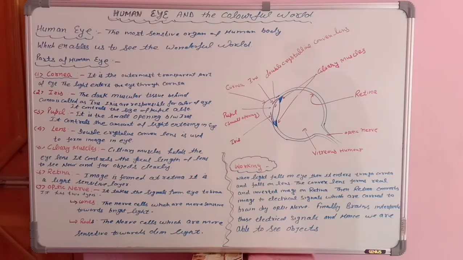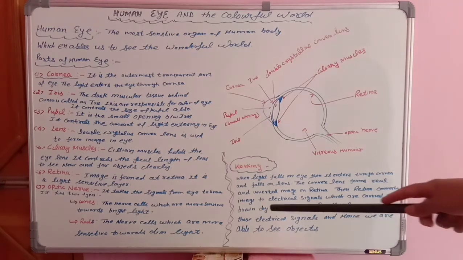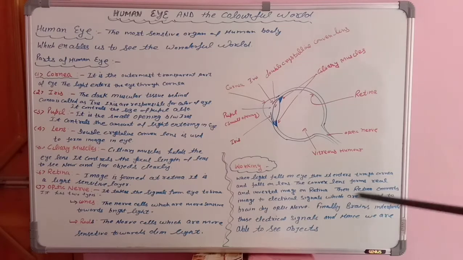Students, a very important question: what kind of image is formed on the retina? The image formed on the retina is real and inverted. Fix it in your mind, the image formed in the human eye is real and inverted. This image is converted to electrical signals with the help of the retina, and the optic nerves take this to the brain, and the brain interprets these signals, and hence we are able to see objects.